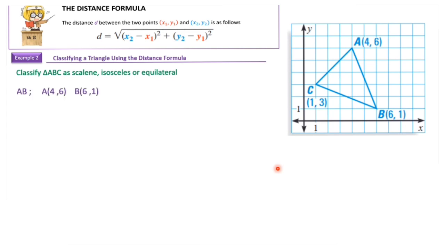So what we're going to do here is get the measurement of AB. Basically, the distance from A to B is its length. For BC, again, a similar concept. And for AC. So using the distance formula, you may try it. You may pause it here. Try to get the distance of AB, BC, and AC.